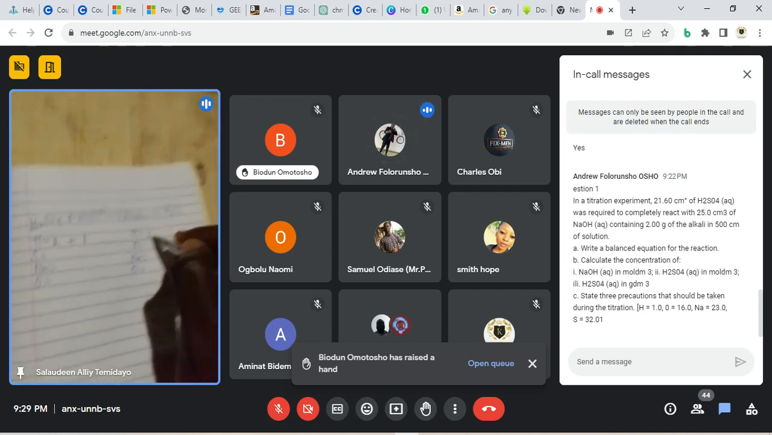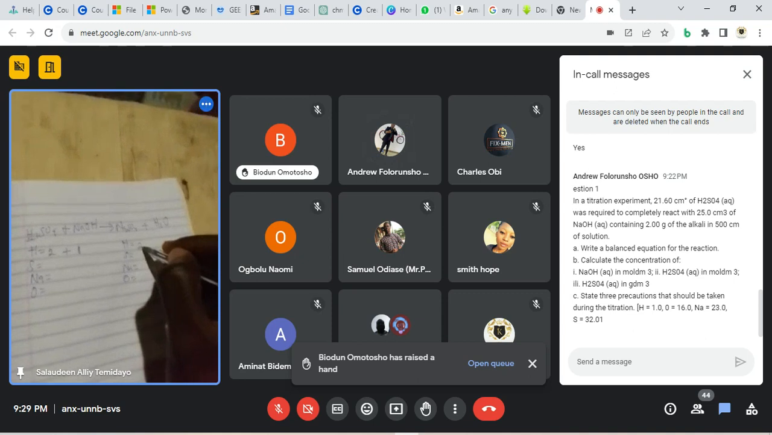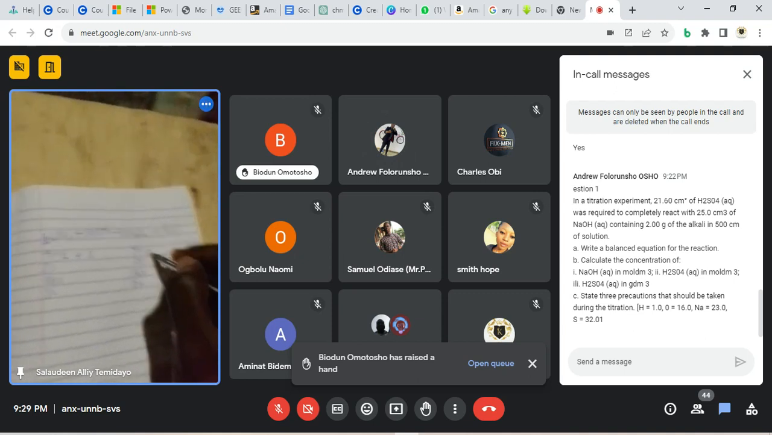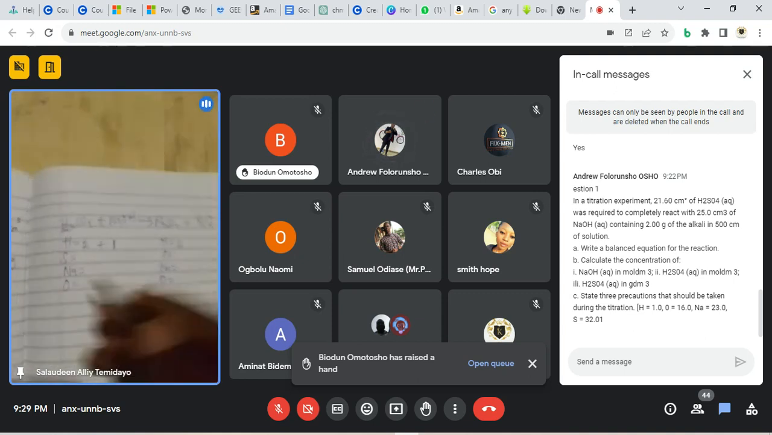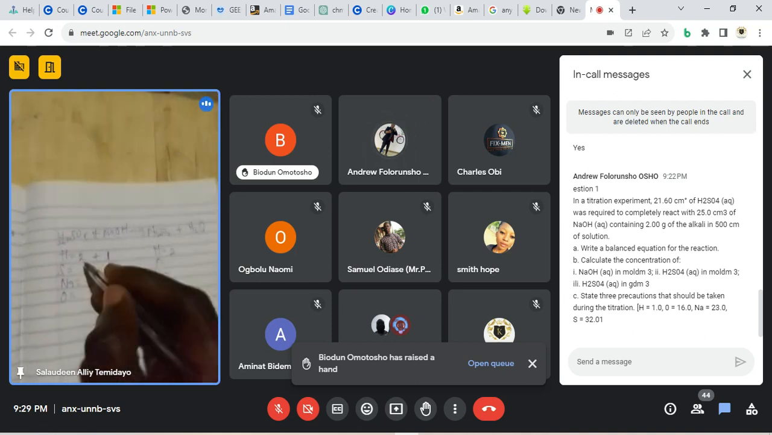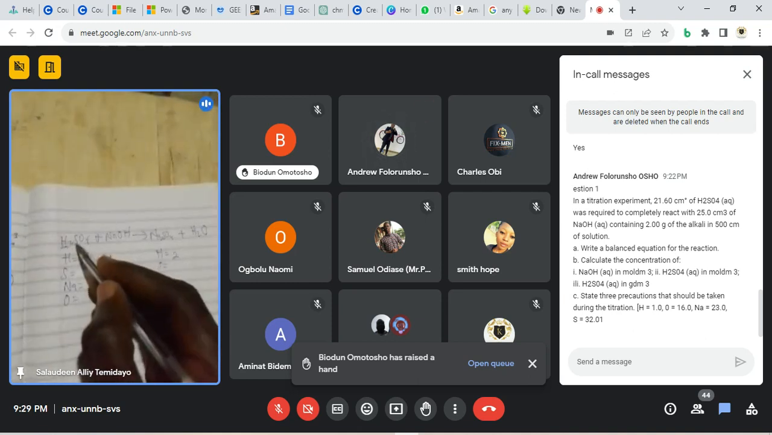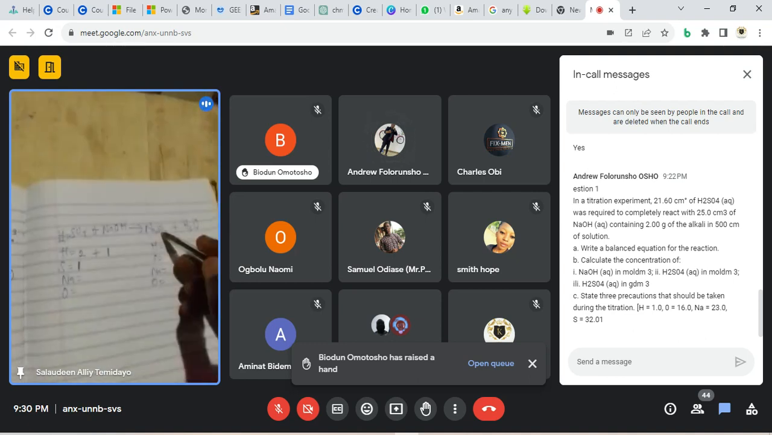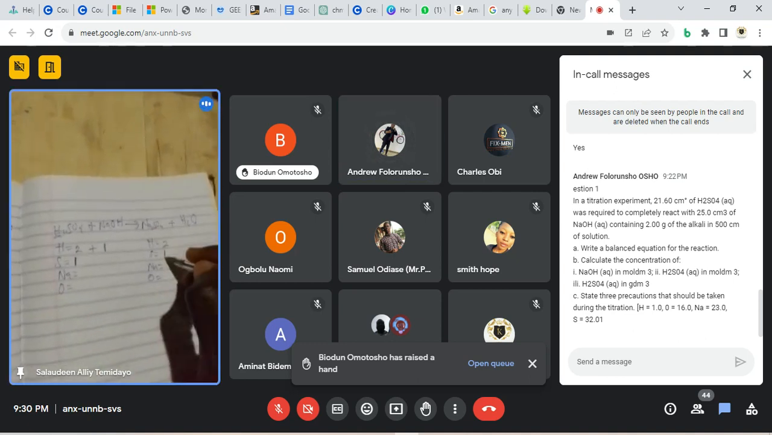So now the next one is sulfur. How many sulfur do we have here? Just 1. I'm writing the 1 out. How many sulfur do we have here? Just 1. I'm writing the 1 out.